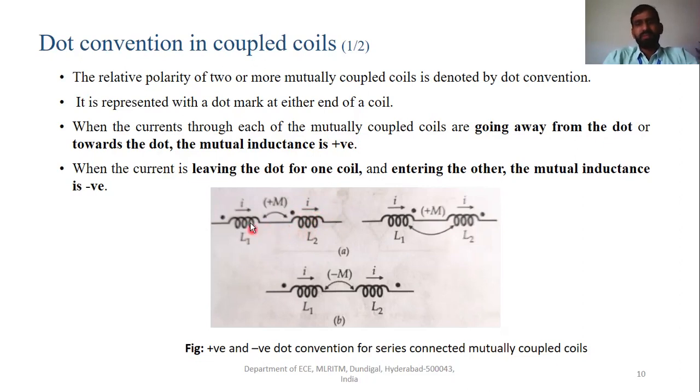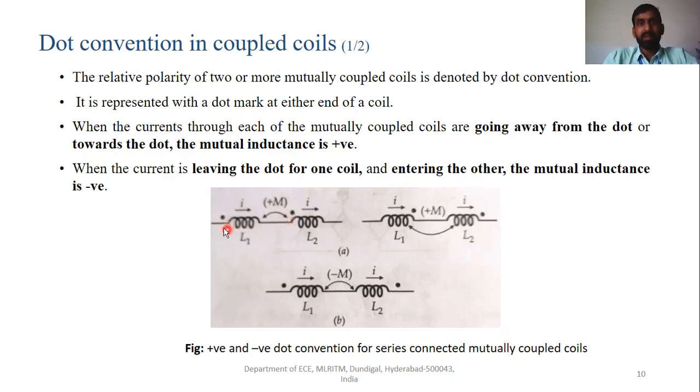So what is this dot, and you might have a doubt, why can't we take the current direction here? Anyhow the current is entering in this way only, right? But here you have to consider this dot. Why? Because for mutually coupled coils, this dot is going to indicate the same polarity. That means this terminal and this terminal are of the same polarity. It can be positive or it can be negative.